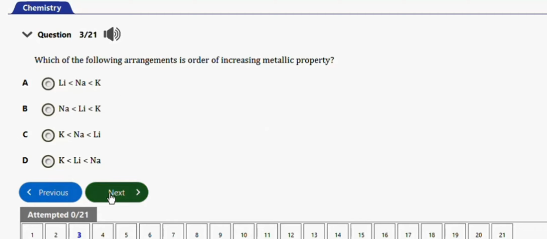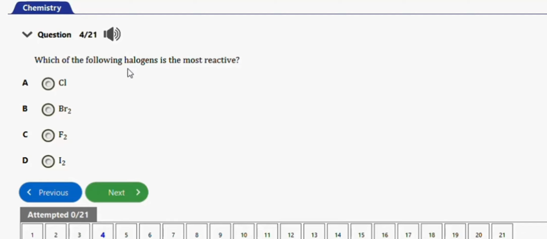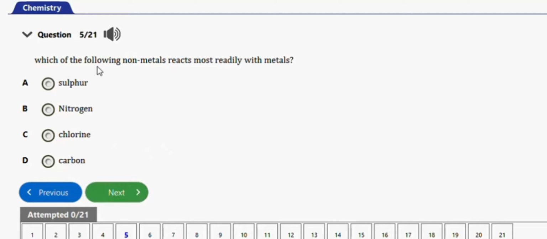The next question of this one, it says, which of the following halogens is the most reactive? So it is fluorine gas. Okay, next question will be this one. It says, which of the following non-metals react most readily with metals? We have sulfur, nitrogen, chlorine, carbon. The right option is option C, which is chlorine.